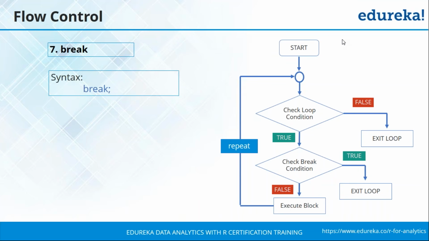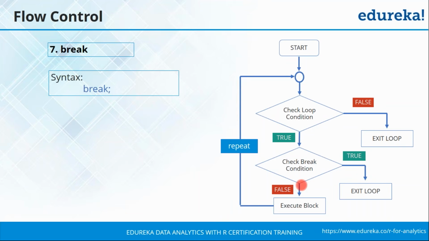Now, if you look at the image here, first you check the loop condition. If the loop condition is found to be false, then you exit from that loop. After that, you check if the break condition is true. That is, inside a condition where you have written break, is it true or not? If it is true, then it will encounter a break and exit from that loop.